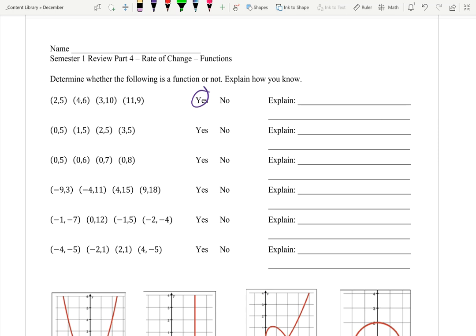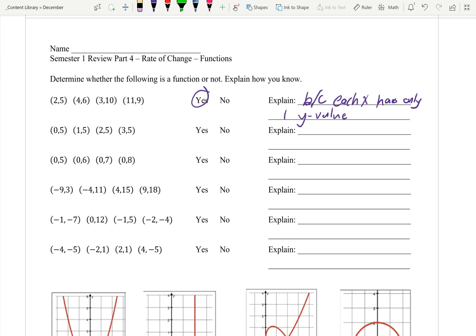And when you explain, you can say, because each x has only one y value. And if you're confused by what I mean by that, it's like you're thinking common sense, like, duh, they only have one y value. I don't see 2 y values there. You'll see what I mean in what's coming up.